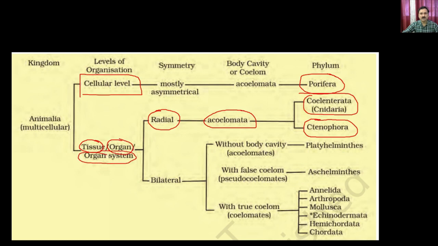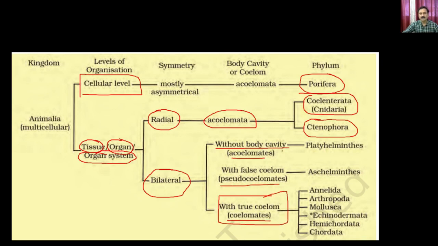and within this you can have bilateral symmetry. Bilateral symmetry has very different options, like where you can have no body cavity, the acoelomates, or the pseudocoelomates, or the coelomates. So these are the organisms which have a true coelom.